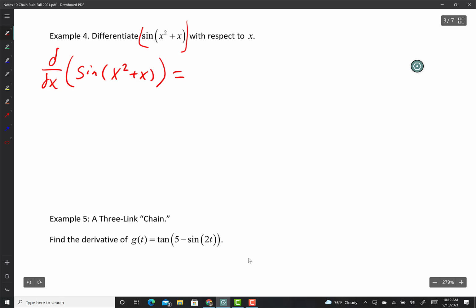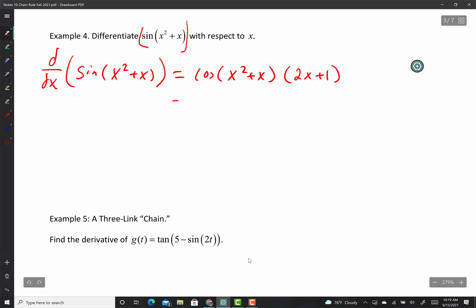Equals, so first start with the outside. What's the derivative of sine x? Cosine. Leave the argument alone. It's x squared plus x. And then I'm going to go times the derivative of the inside. What's the derivative of x squared plus x? 2x plus 1. Done. That's it. Make sure to use parentheses.